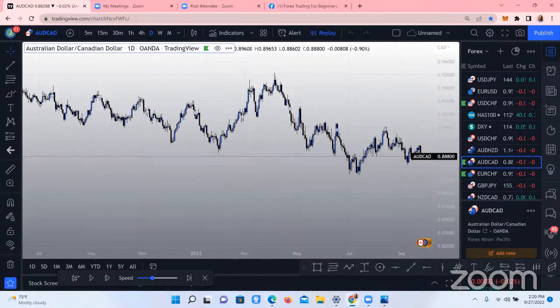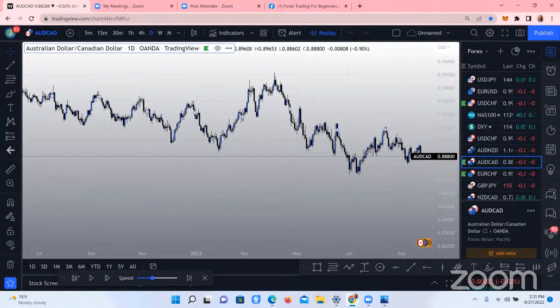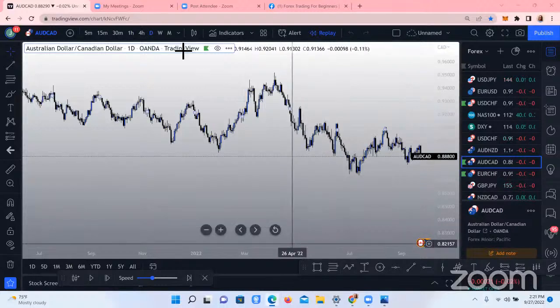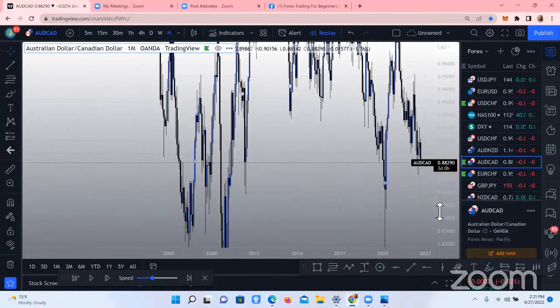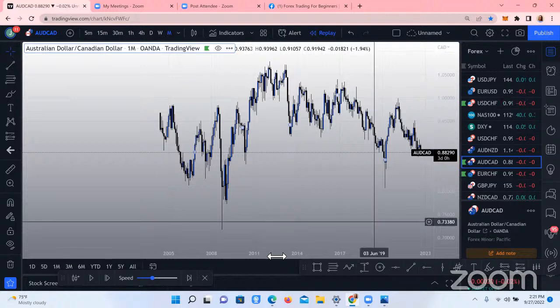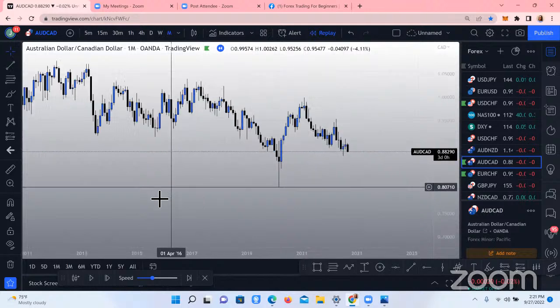So we're gonna do a little back test on AUDCAD because for some reason I missed the entry of this trade. We're gonna back test it, and y'all gonna get to see in real time how I evaluate the markets and where I'm gonna take the entries.